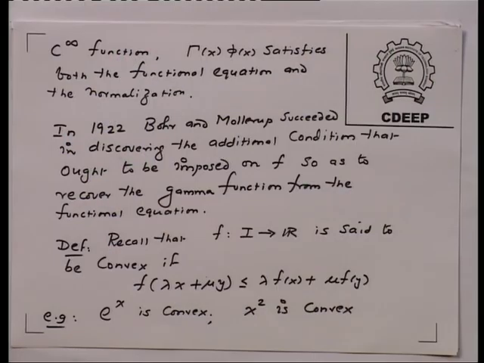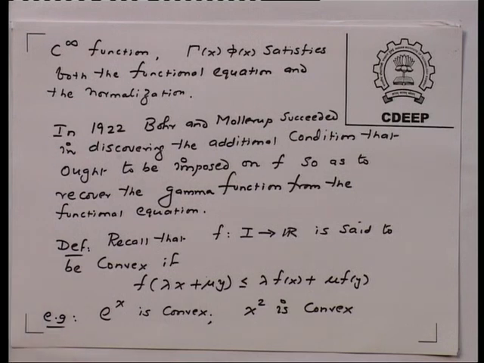In the year 1922, the Danish mathematicians Bohr and Møllerup succeeded in finding the additional condition that will single out the gamma function from the functional equation. And now, before I explain to you what Bohr and Møllerup are trying to do, let us recall a few basic things about convex functions.